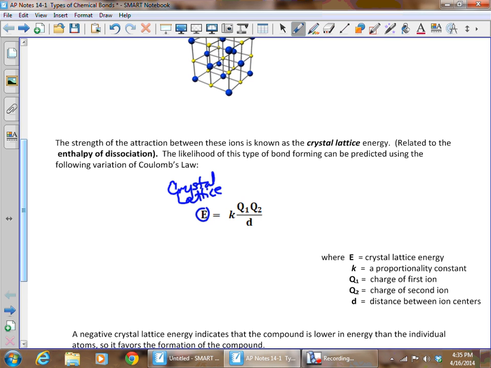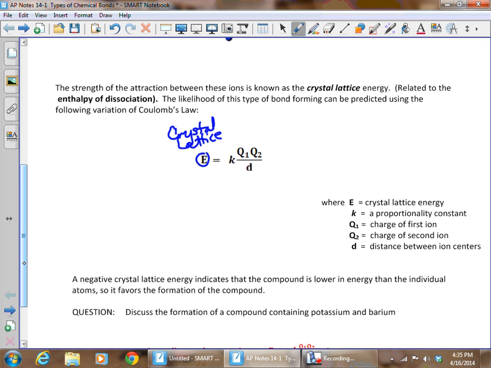So just in general, look at what this equation is saying. It's saying that if the charges are bigger, there's a bigger force of attraction. That makes sense. If the distance between the ion centers is larger, then you're going to have a lower crystal lattice energy, and therefore they're not going to be as attracted as strongly. So keep those two principles in mind. The bigger the charge, the more the attraction. The bigger the distance between them, however, the less the attraction.